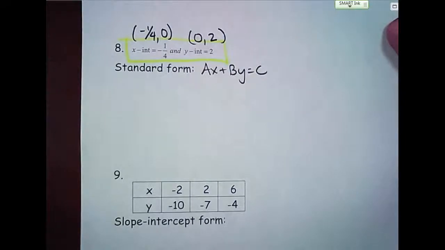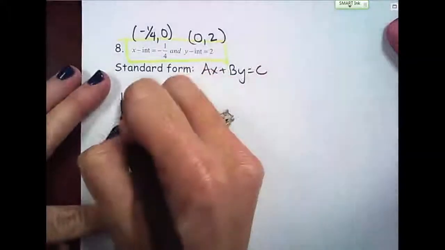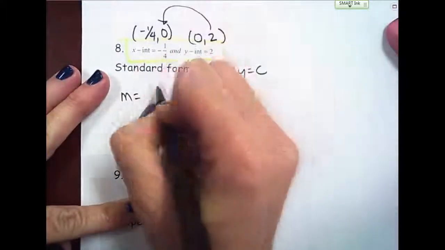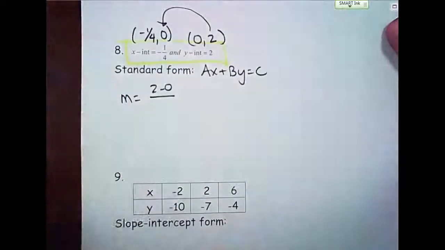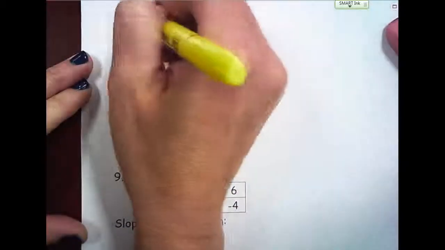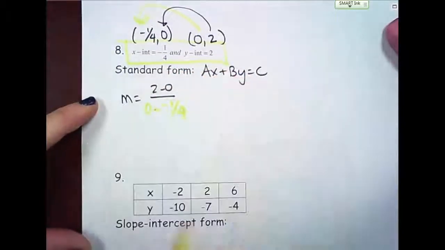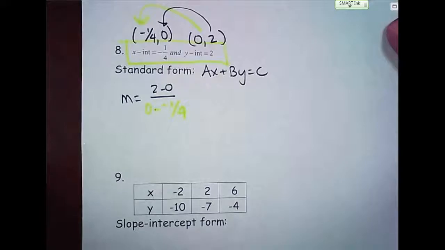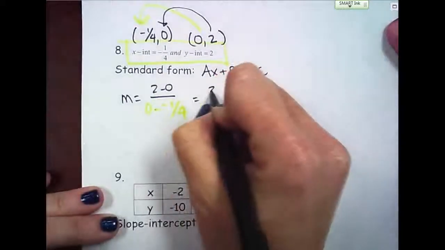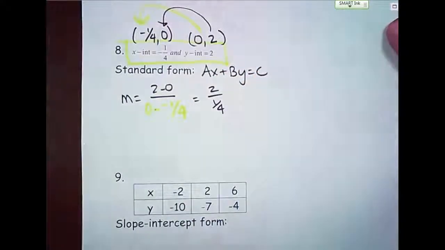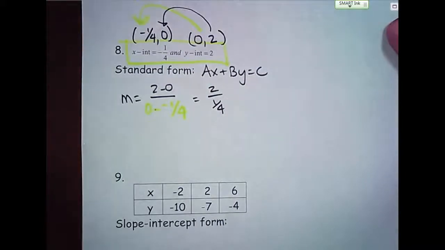Did it give me a slope? No. Can you find the slope? Yes. The slope is change in y, so it's 2 minus 0 over change in x, which would be 0 minus a -1/4. You have to be careful. 0 minus a -1/4. So technically you have 2 over 1/4. You can do it in your head without a calculator. If you have $2, try to break $2 into fourths. What are fourths when we're talking about money? Quarters. How many quarters fit in $2? 8.